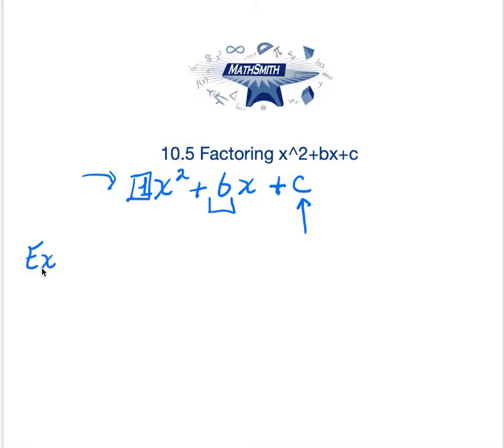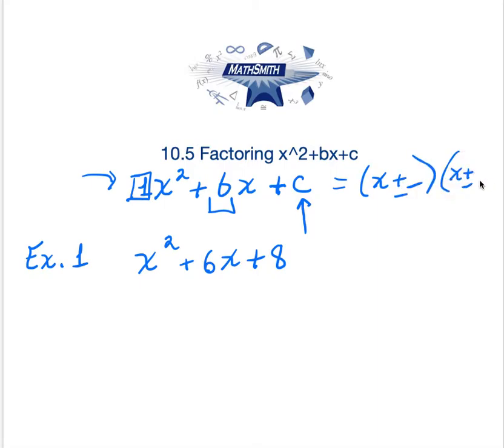All right, so let's look at example 1. You are factoring x squared plus 6x plus 8. You want to have this in the form x plus or minus some number, times x plus or minus some number, that will get you this. So the first thing you look at is the last number, the constant. That's positive 8. I want you to think of all of the factors that multiply into positive 8.